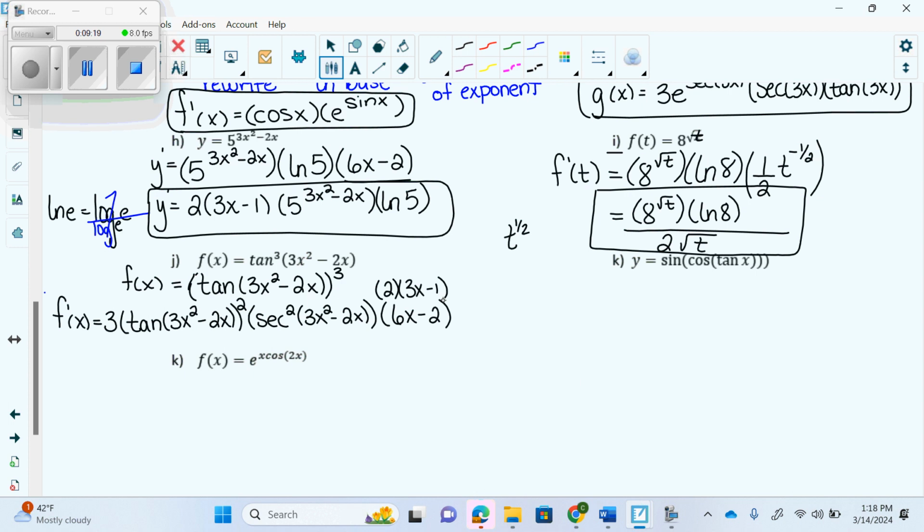So the 2 and the 3 will join and make 6. This 2 and this 3 join to make 6. Then I'm left with 3x minus 1. Then I need to remember to take this 2 and drop it back in here. So then I'm going to get tan squared, because the only time it's not dropped in there is if it's a 1. And then I have secant squared 3x squared minus 2x.